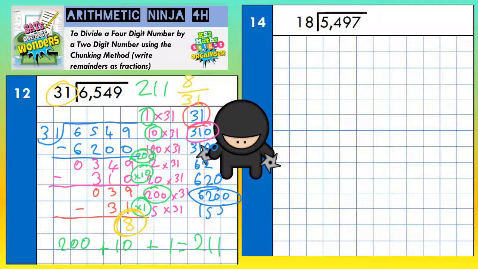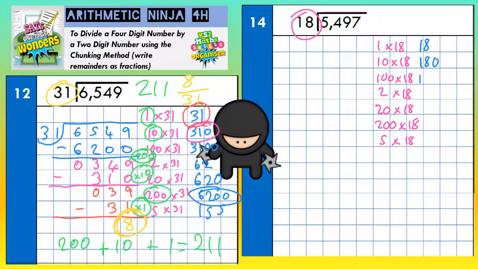Question 14, we're dealing with chunks of 18. So we'll do the same chunks again. We'll have 1 lot, 10 lots, 100 lots, 2 lots, 20 lots, 200 lots, and 5 lots. But this time it's chunks of 18, so we want 1 times 18, 10 18s, 100 18s, 2 18s, 20 18s, 200 18s, 5 18s. Let's work those out. 1 times 18 is 18, 10 18s is 180, 100 18s is 1,800, 2 18s, double 18 is 36, 20 18s would be 360, 200 18s would be 3,600, and 5 18s would be half of 180. Well, half of 180 is 90.